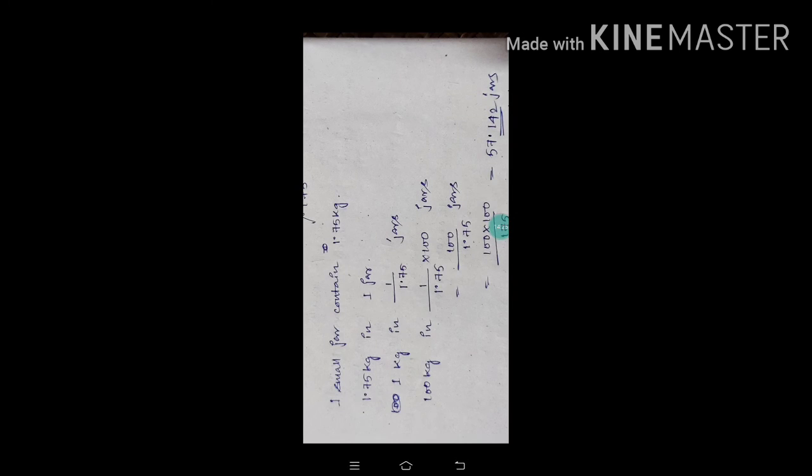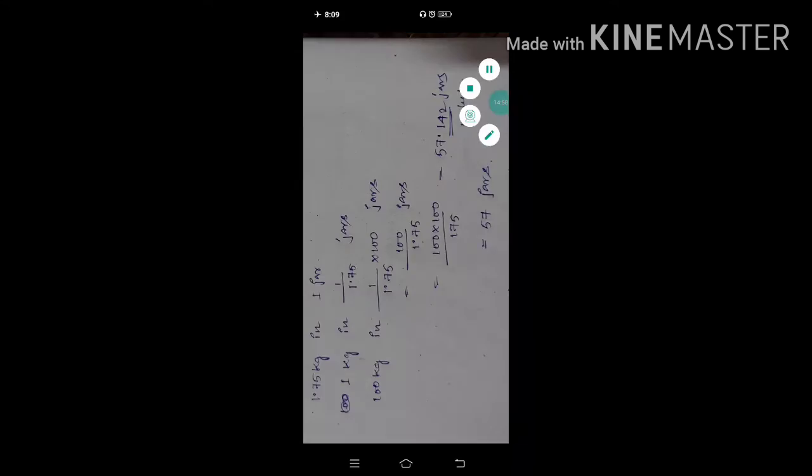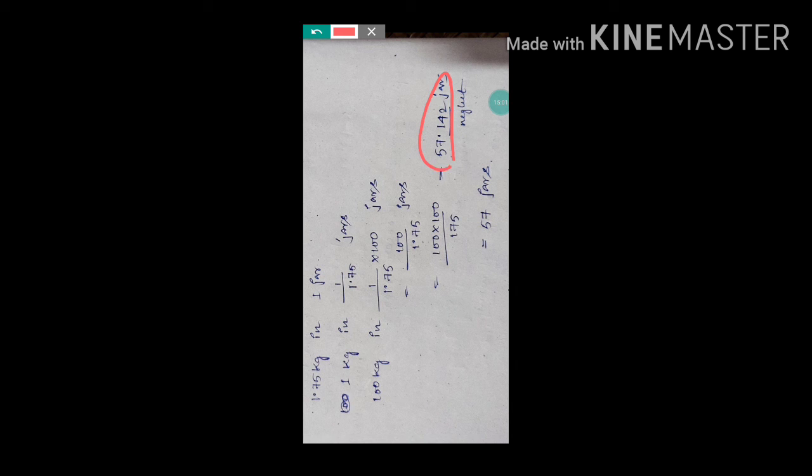Okay, so do the calculation. Here 1.75 and here 100 is there. You need to remove the decimal. Here there are 2 decimal places, so if you remove the decimal point, 100 will go out, so 100 is already there. This 100 and divided by 175. So now divide 10,000 divided by 175. If you divide, you will get 57.142. This is the number of jars.